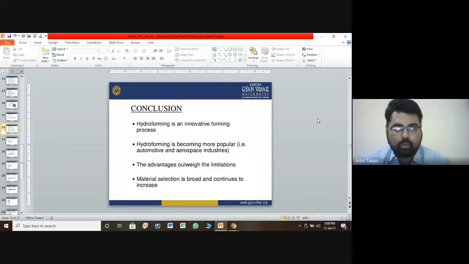Conclusion: hydroforming is an innovative forming process. Now it is generally used in the automobile industry. Second, hydroforming is becoming more popular in the automotive and aerospace industries. The advantages outweigh the limitations, and metal hydroforming continues to increase, which is most important.